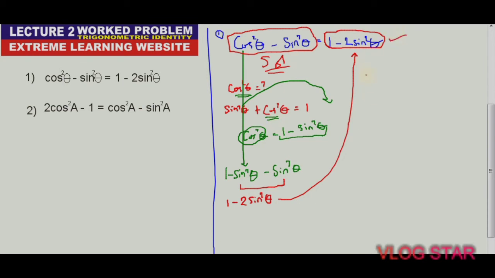Now let's prove the second one. The second question says, okay, let's solve it at this side. In question number 2, we're told that 2 cos square a minus 1 should give us this one over here.